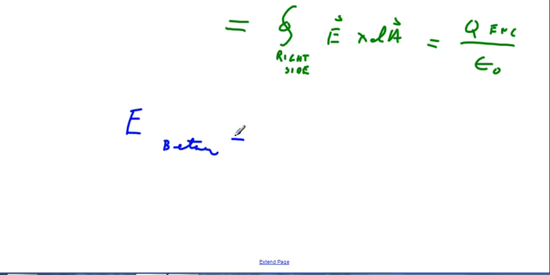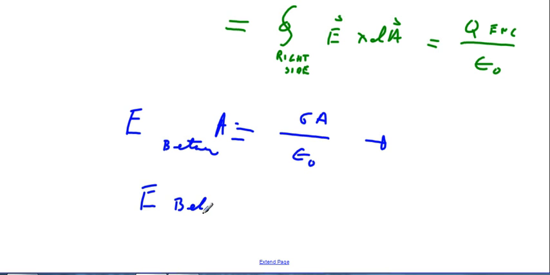the electric field between the two surfaces times the area is going to equal sigma times area over epsilon naught, which implies the field between is going to be sigma divided by epsilon naught. And was that what we were supposed to do? Yes, we're supposed to show that it was sigma.